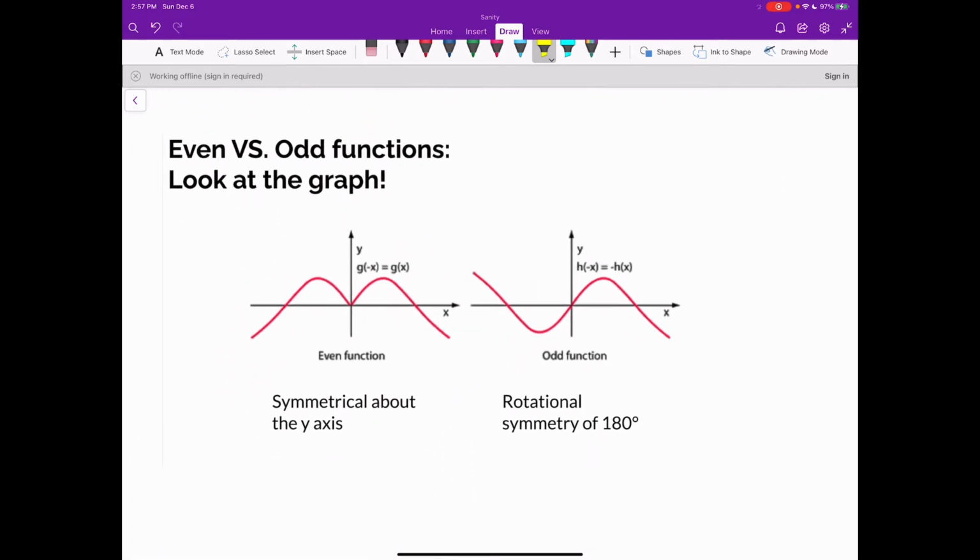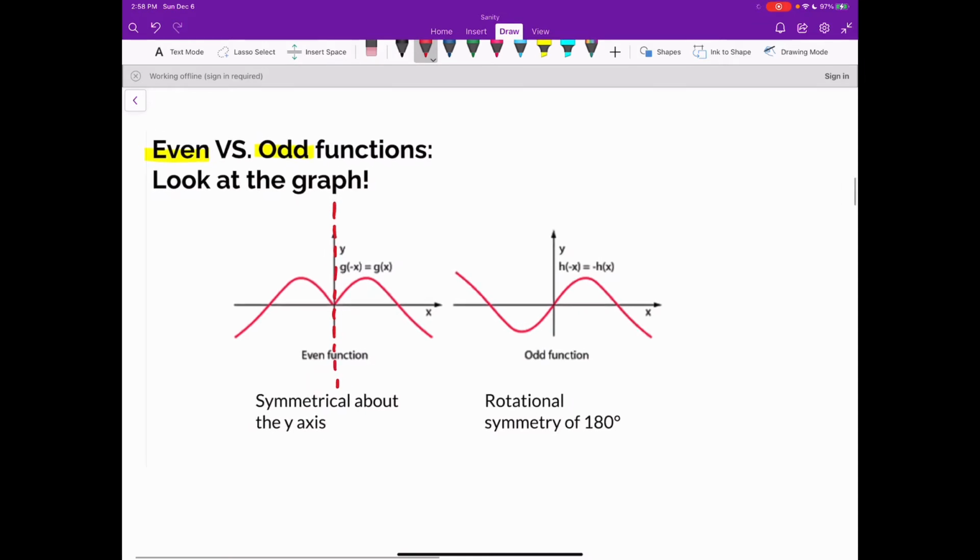We're going to also talk about characteristics of our graphs and of our functions. So what does it mean to be an even versus an odd function? Look at the graph. If the graph of your function is symmetrical about the y-axis, then you have an even function. Use the y-axis here, that dashed line. We see that the left-hand side of the graph looks exactly the same as the right-hand side. This is an even function.